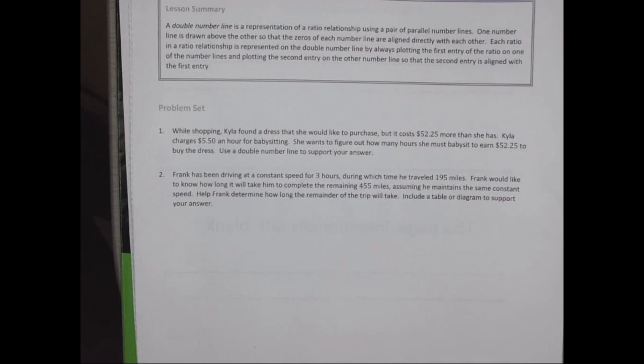Each ratio in a ratio relationship is represented on the double number line by always plotting the first entry of the ratio on one of the number lines and the second entry on the other number line, so that the second entry is aligned with the first entry. Why do we do that? Why do the numbers on the two lines have to line up? Liliana. We need equal parts. So that we can get the same amount per part? Yeah, equal parts. Why else?